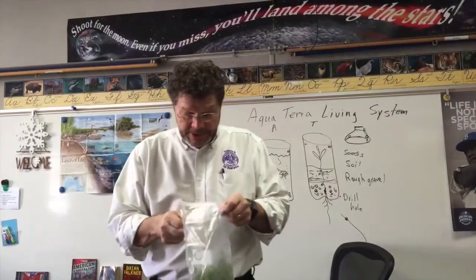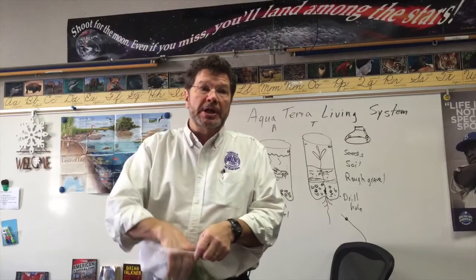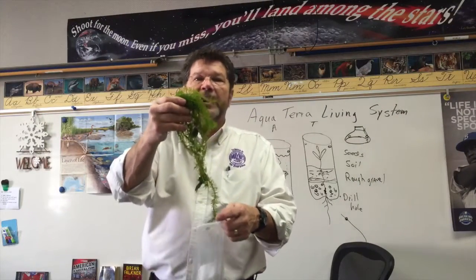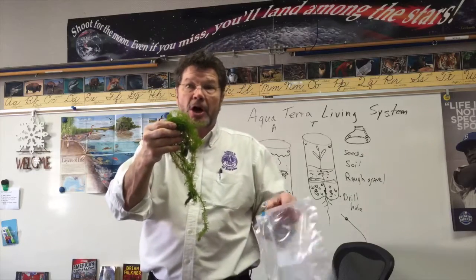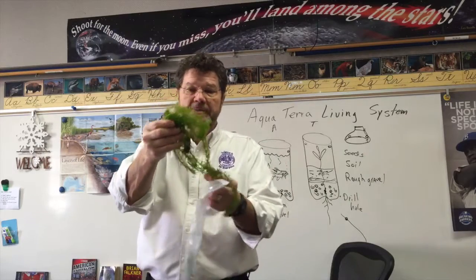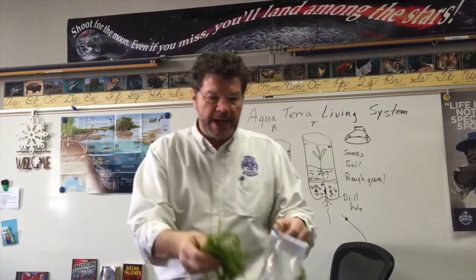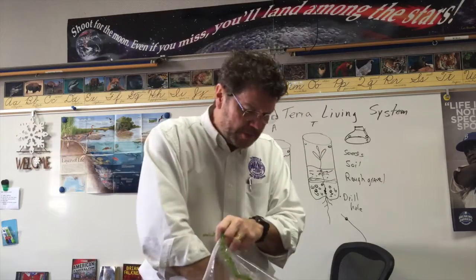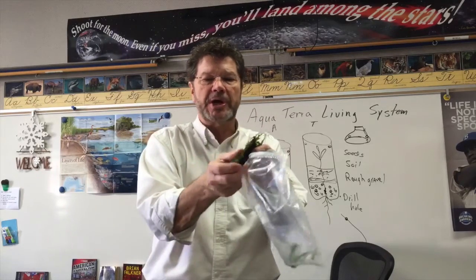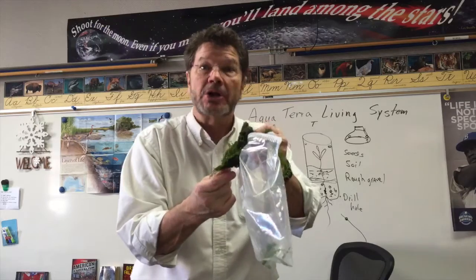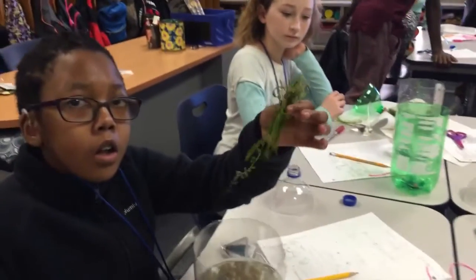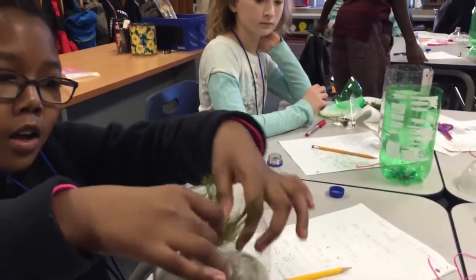Okay, so now it's time to put in our plants, and we have two types of plants we're going to put in our aqua system. We have some higher order plants, which means they're a lot larger, and we also have some Java moss, which we're going to put in there. This provides habitat for your plants. So let's get our plants ready. Once you get your plants, go ahead and put them in your aqua. There's your Java moss.